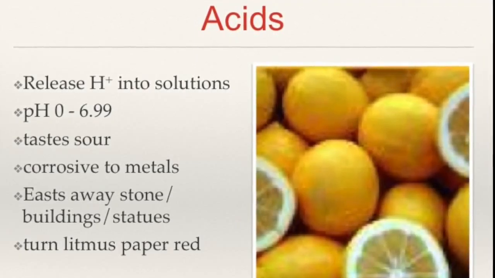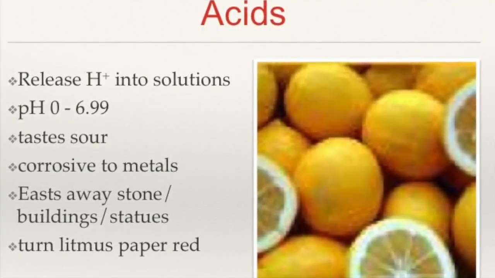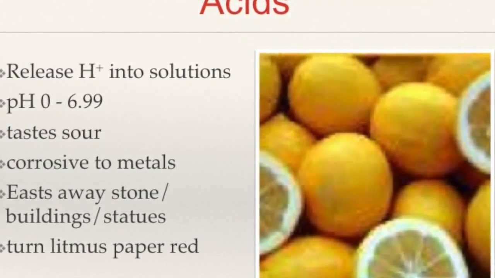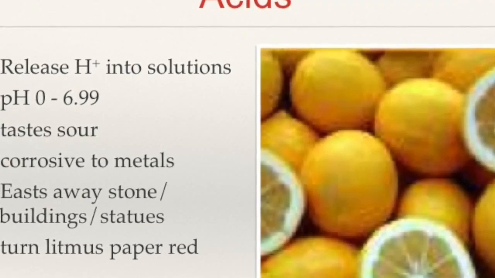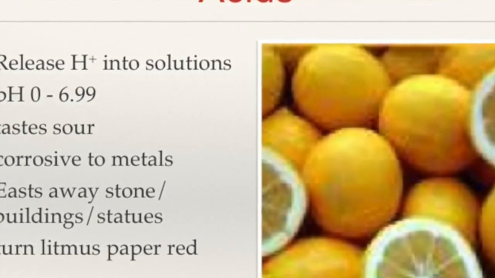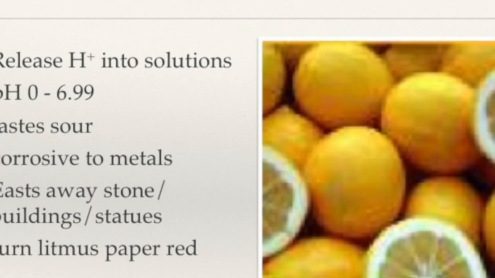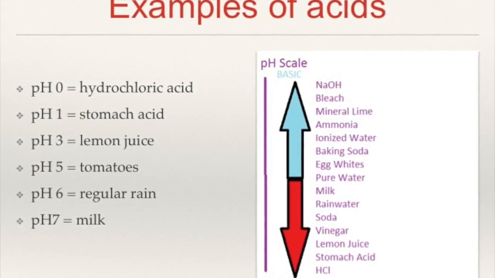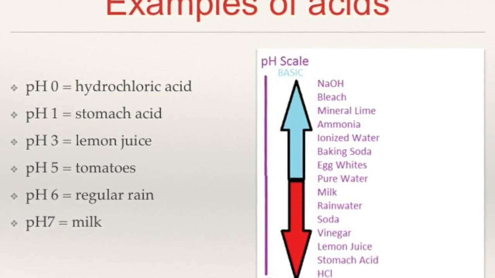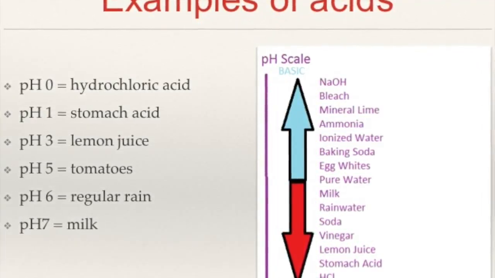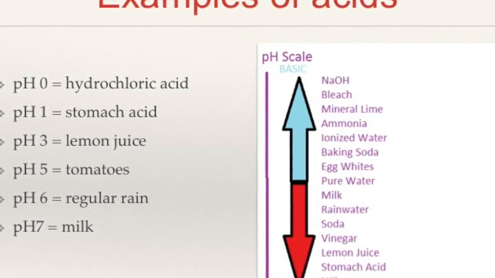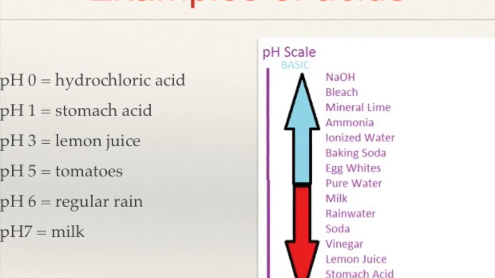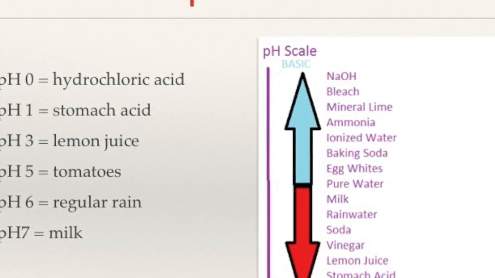Some common characteristics of acids include pH of 0 to 6.99 or anything below 7, and they taste sour. They're corrosive to metals and turn litmus paper red. Strong acids can eat away stone, buildings, and statues. Here are some examples of common acids and their pH value. Remember, the pH value is equal to the concentration of the solution. For example, hydrochloric acid, which has a pH of 0, means the concentration of hydronium ions of the solution of hydrochloric acid are equal to the molar concentration.